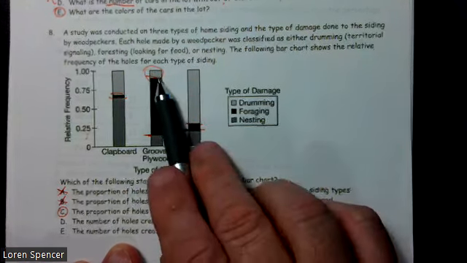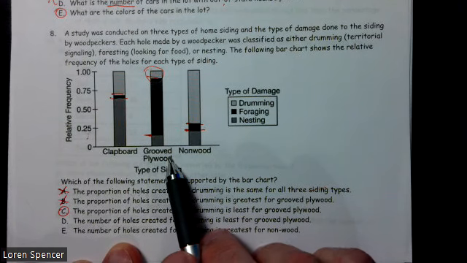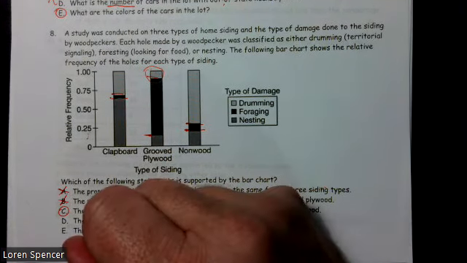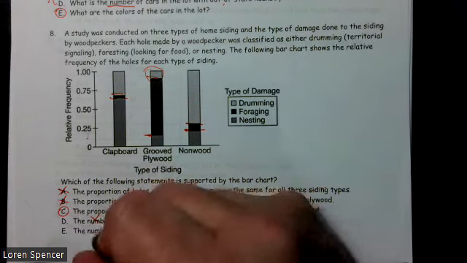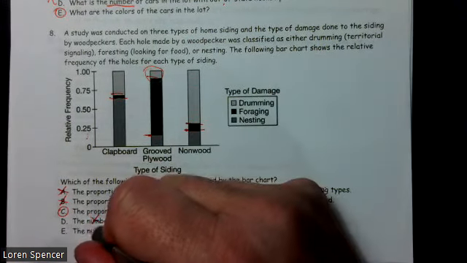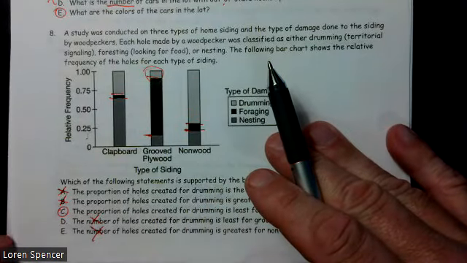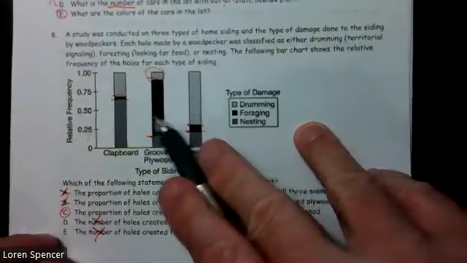The number of holes created for drumming is least for grooved plywood. No, we can't talk about the numbers because we don't know if we have a lot of grooved plywood or a little bit. The number of holes created for drumming is greatest for non-wood. Once again, we can't talk about that because we don't know how many are non-wood. We don't know the actual numbers in each category.